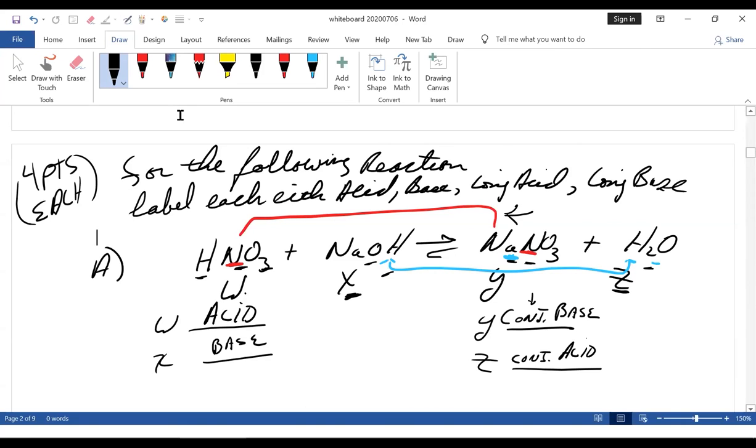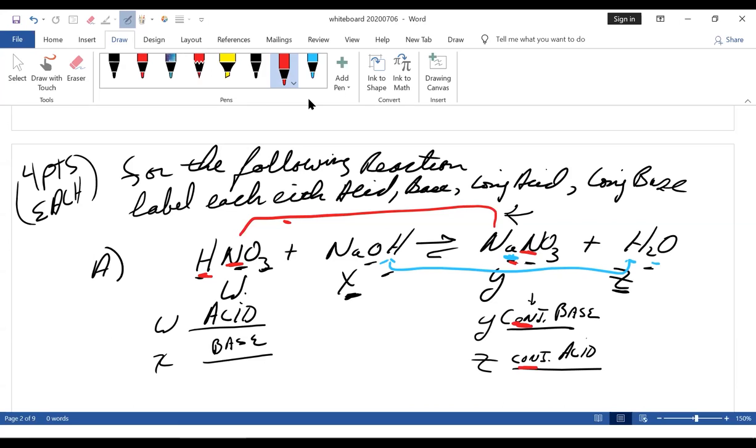When you see a problem like this where you're asked to identify a reaction, acid, conjugate base, remember that on this side, the right side of the reaction, in this case, Y and Z are always conjugates. Now, you identify the conjugates by what's different by a proton. So we have this one, W and Y. We look at the next one. Here we have sodium hydroxide, X, and Z is its conjugate because it differs by only one proton.